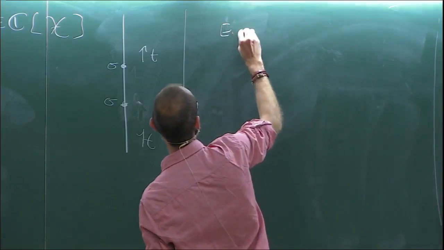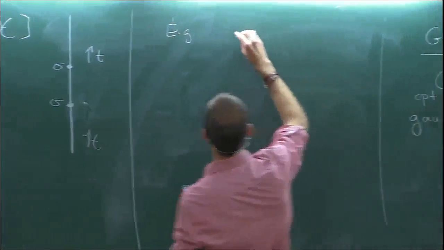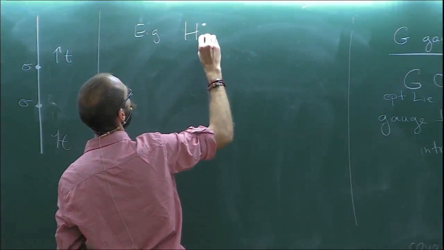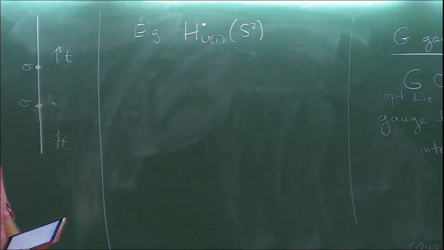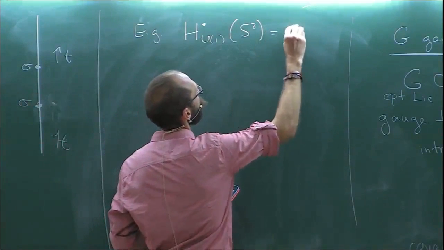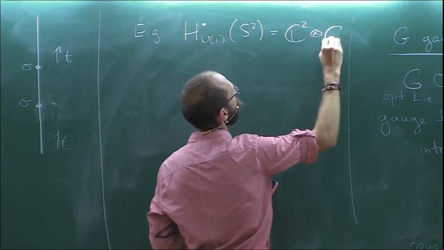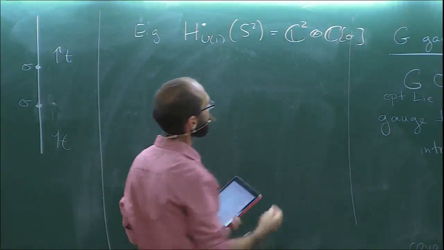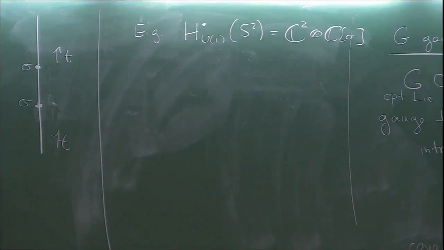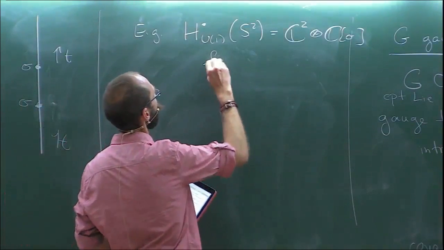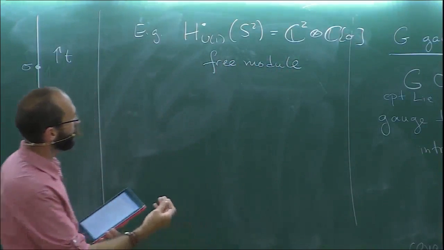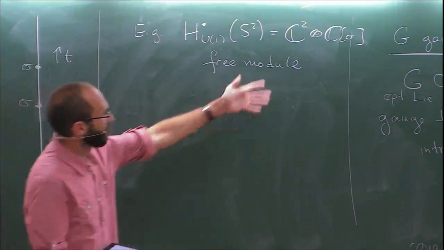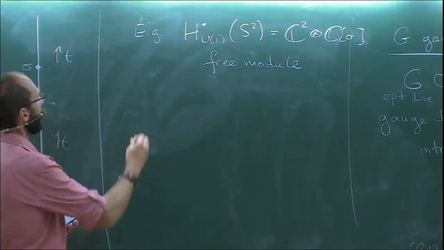Let me give you some instructive examples. In the case where the space is equivariantly formal, so if we consider S2 with a rotation about an axis, then this is a free module. It's free of rank 2. Polynomials just multiply.